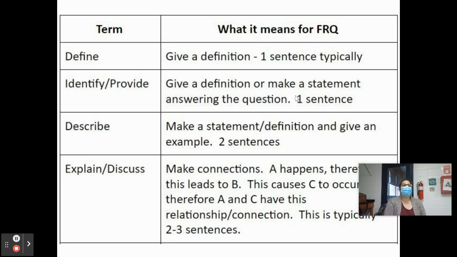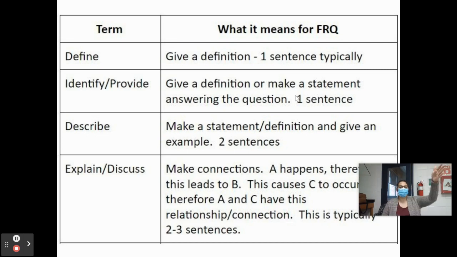So some of these terms, define. I like this because it gives you some concrete ideas. Give a definition, one sentence. Identify or provide, that is simple, straightforward. Same thing with list. Give a definition or make a statement answering the question. One sentence, that's it.